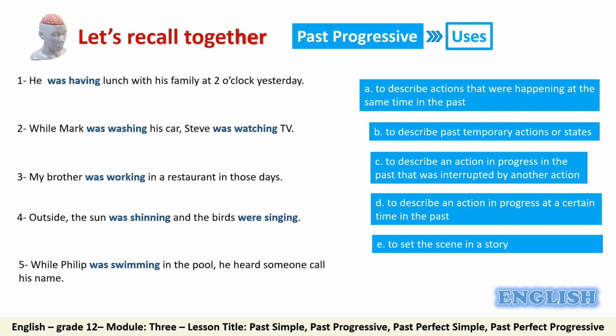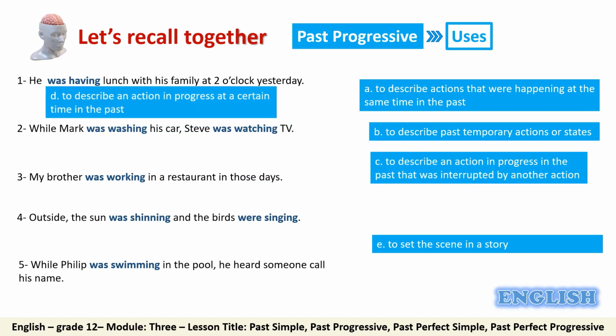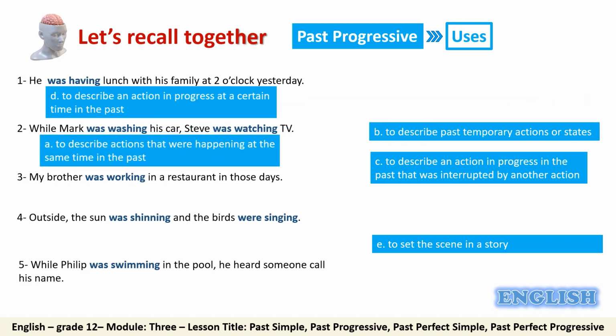Well done. Let's find out. Sentence number 1. Can you tell me the reason for using the past progressive? Very good. To describe an action that was in progress at a certain point of time in the past. Then the second sentence. Why do you think the past progressive is used here? Exactly. To indicate that two actions were happening at the same time in the past.